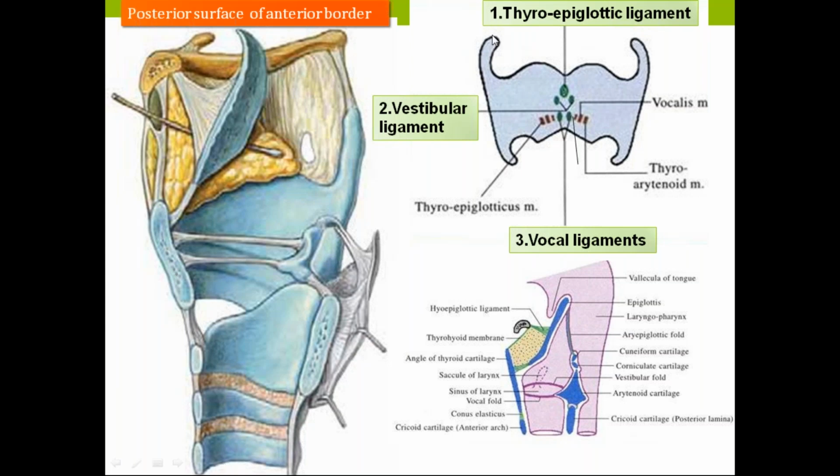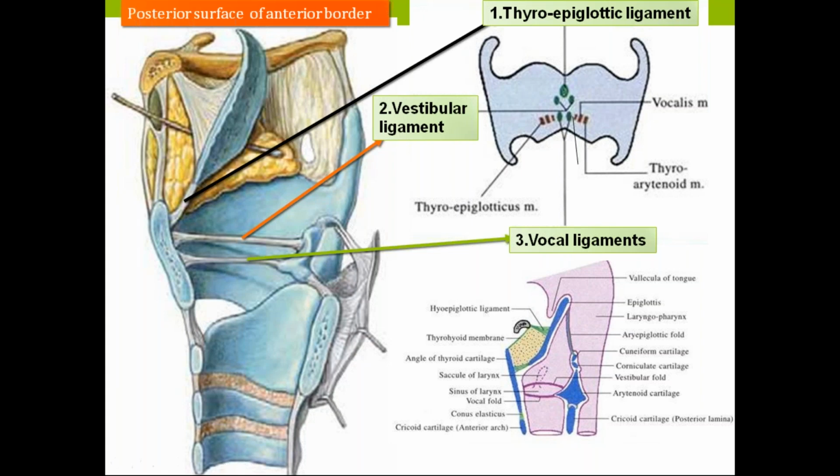So what are the three ligaments? The first ligament here is the thyroepiglottic ligament. You can see this is the thyroepiglottic ligament, and the second ligament is the vestibular ligament, and the third ligament is the vocal ligament. So it gives attachment to three ligaments. Thyroepiglottic, that means it is between the epiglottis and the thyroid cartilage, and the second one is the vestibular ligament, and the third one is the vocal ligament.